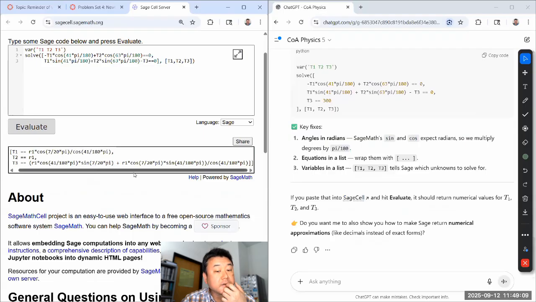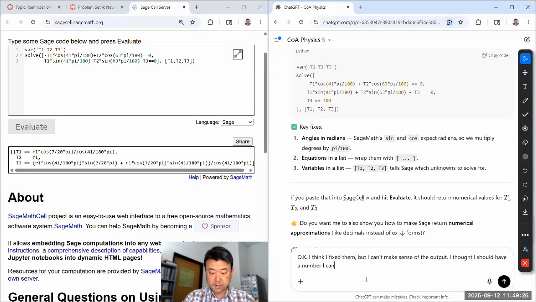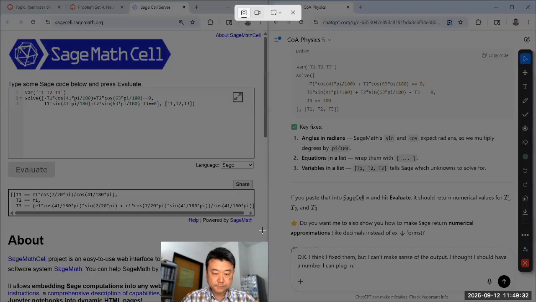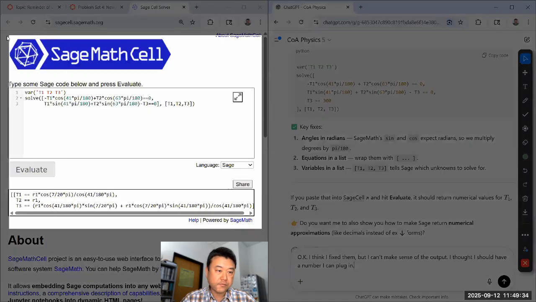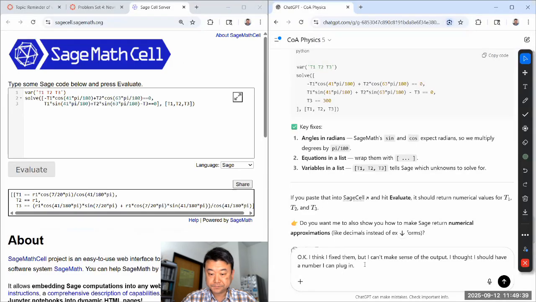Let's see. Okay, I think I fixed them, but I can't make sense of the output. I thought I should have a number I can plug in. And the reason is I didn't type in equation number 3.